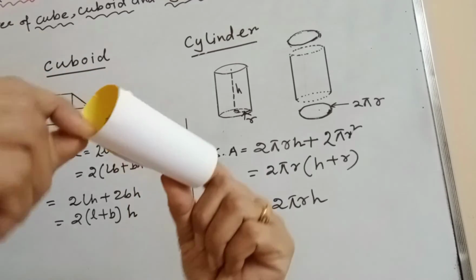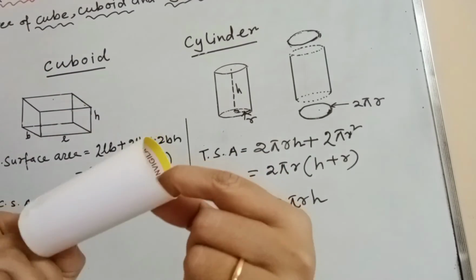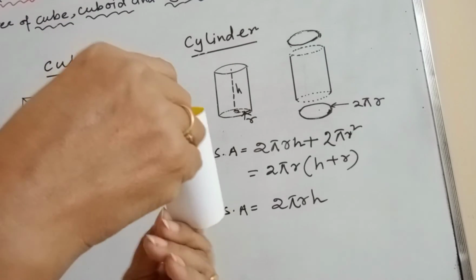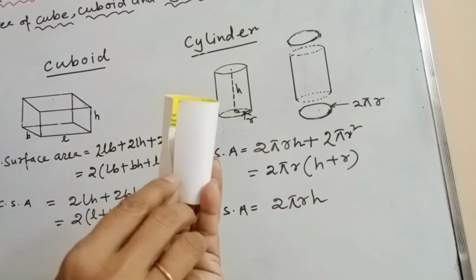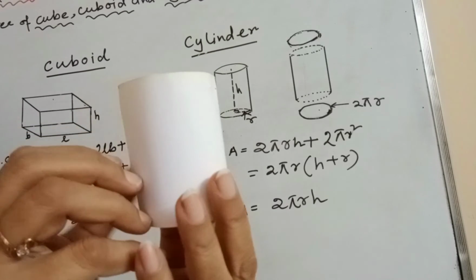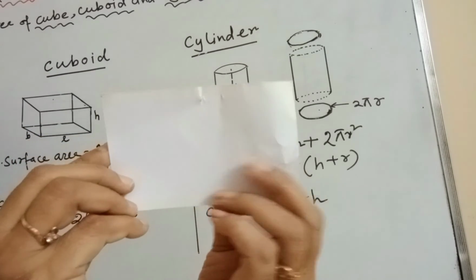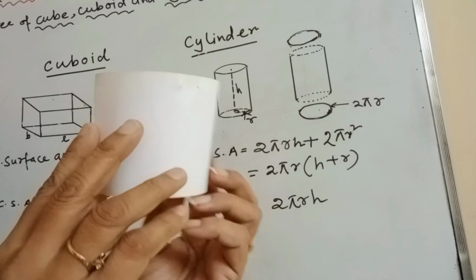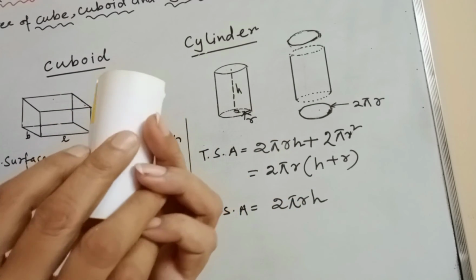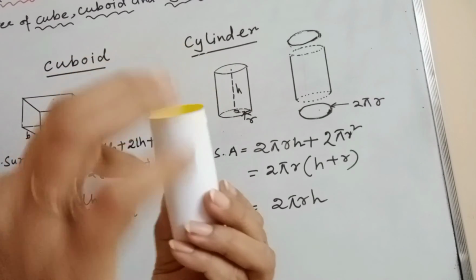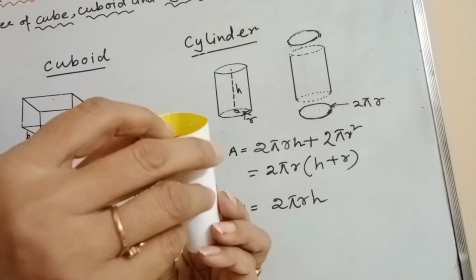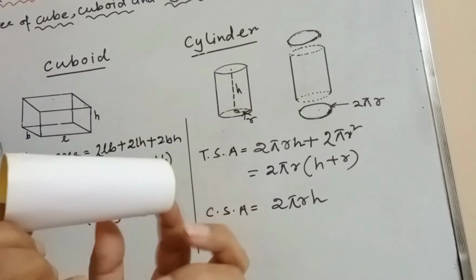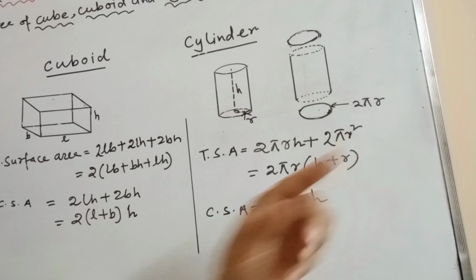See, it is a hollow cylinder. Now if I cut the cylinder according to its height, we can get a rectangular portion. This is the curved surface area of the cylinder. If I add these two circular portions also with the cover, then it will become the total surface area.